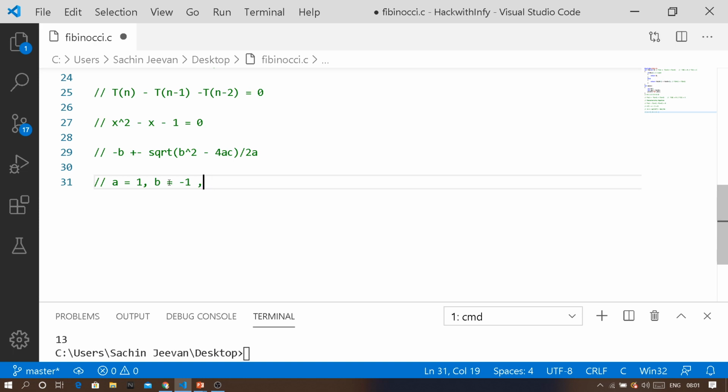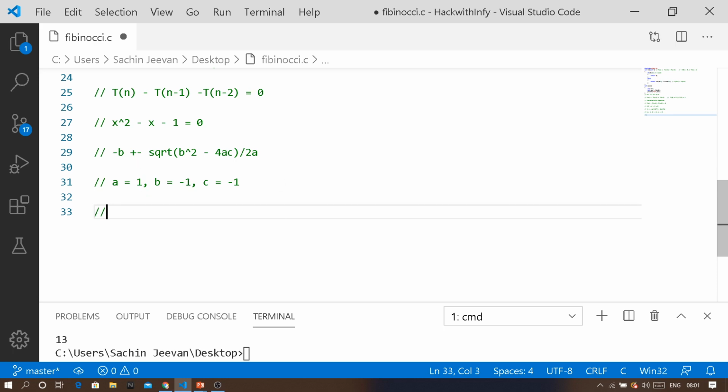So what is the value of c? C is equal to the coefficient of the constant. So the constant is actually minus 1. So we'll be taking exactly minus 1. Whatever the constant, that constant value you can take it here along with the sign. So a value is 1, b value is minus 1, and c value is minus 1. So let us substitute these values in the formula.